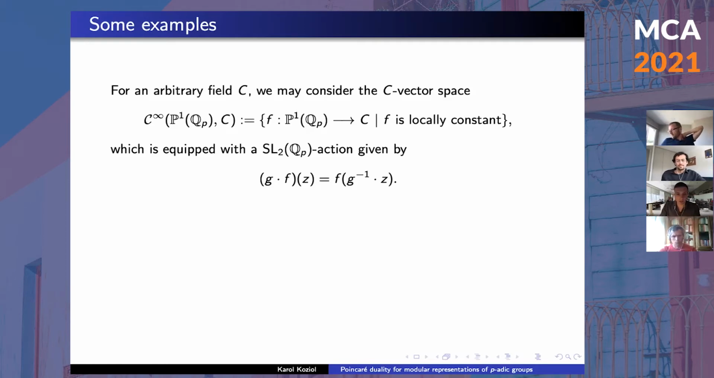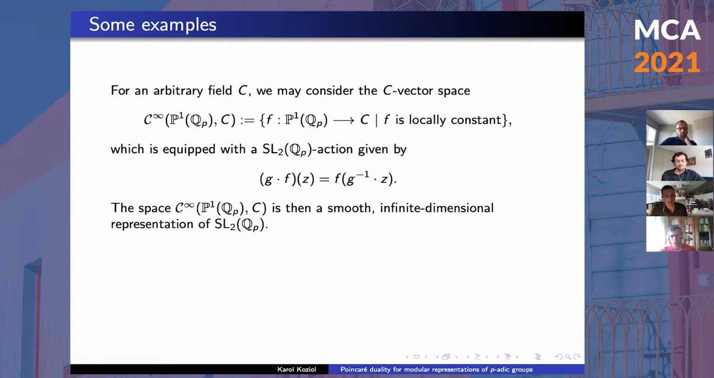And so this vector space equipped with this action gives me an example of a smooth infinite dimensional representation of SL2(Q_p). Just to remind you, as in Charlotte's talk this morning, smooth means that every vector has an open stabilizer. So for every function f from P^1 to C, there's going to exist a compact open subgroup of SL2(Q_p) which fixes f. And this follows from the local constancy of f.